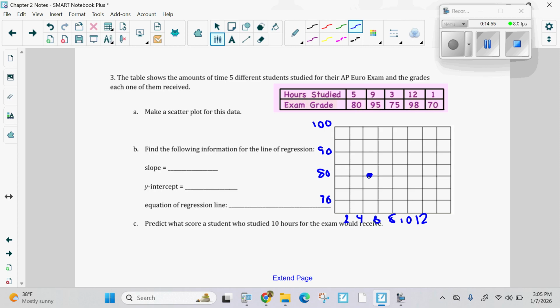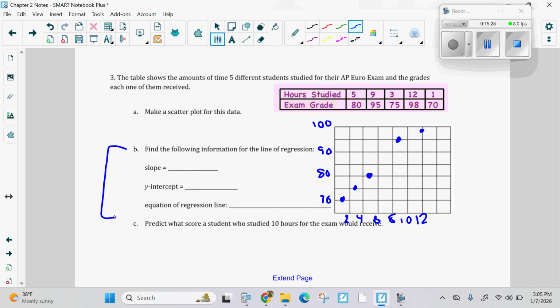A student that studied for 9 hours and got a 95. We'll put a point right there. 3 hours and a 75. 12 hours and a 98. And then 1 hour with a 70. So we have a scatter plot right here. And the rest of this we're going to be using our calculator for.